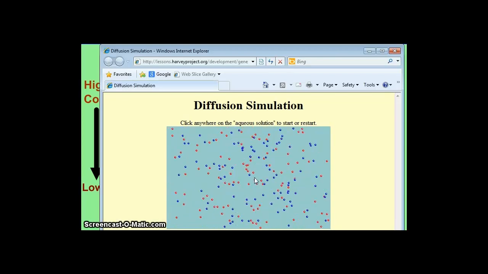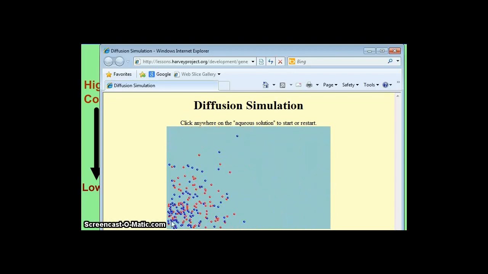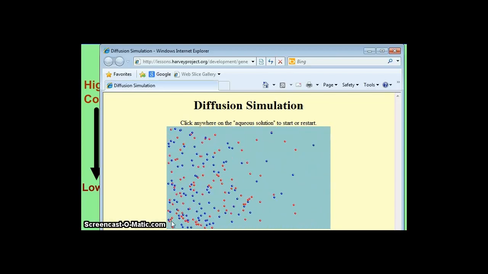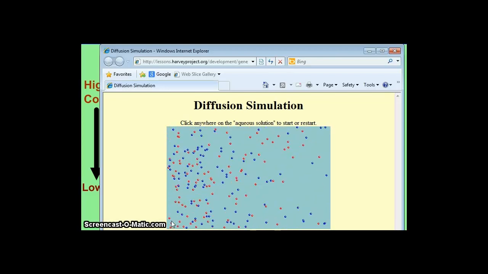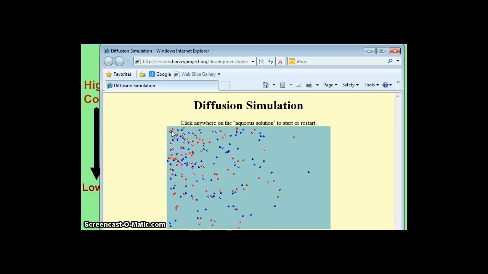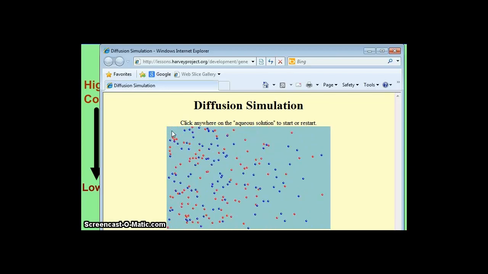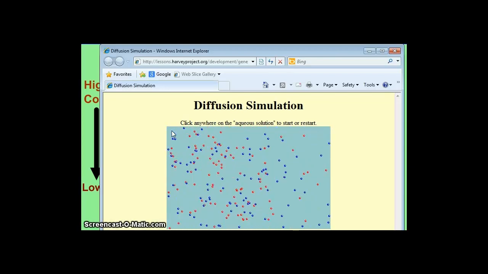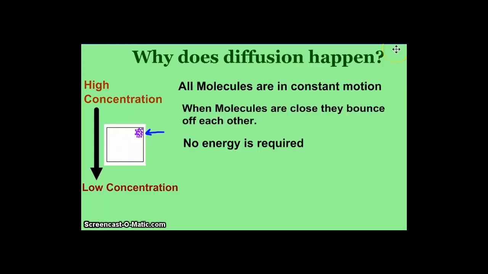They can start in the middle. They can start at the edge. But they will always move from that area of high concentration to an area of low concentration because they are more likely to run into each other when they're close together and less likely to run into each other when they're far away. And again, no energy is required for this to happen.